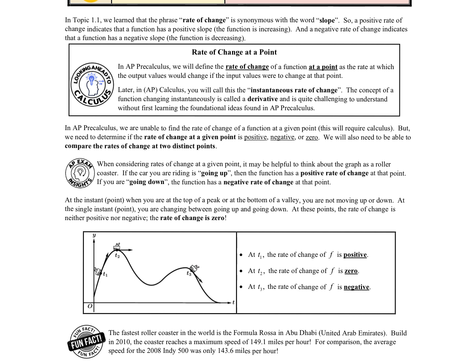In AP Pre-Calc, we will define the rate of change of a function at a point as how the output values would change if the input values were to change at that point. Later in AP Calculus, you will call this the instantaneous rate of change. The concept of a function changing instantaneously is called a derivative, and is quite challenging to understand without first learning the foundational ideas found in AP Pre-Calc.